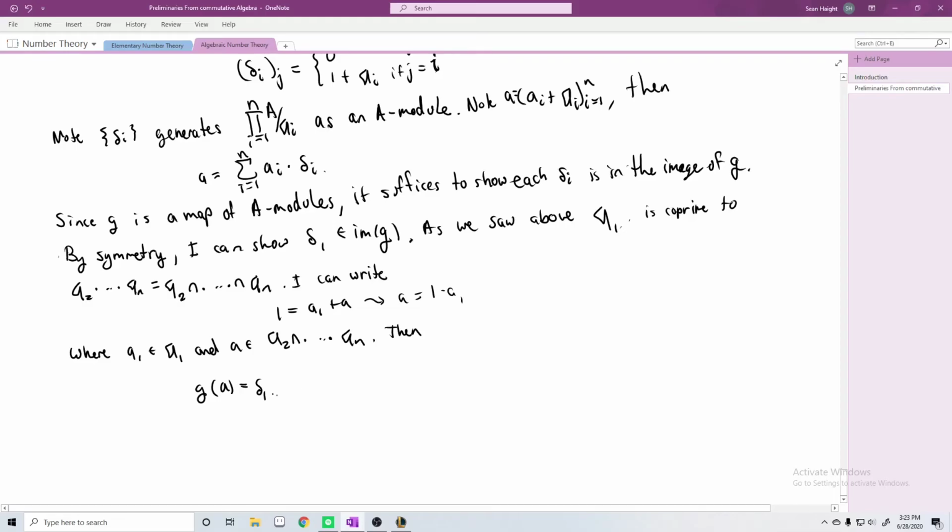So you can imagine, instead of taking A1 here, I could have picked an A sub i, and then it would have been coprime to the product of all the other A sub j's with j not equal to i, and I could have constructed a similar element. So that pretty much completes the proof of the Chinese remainder theorem.